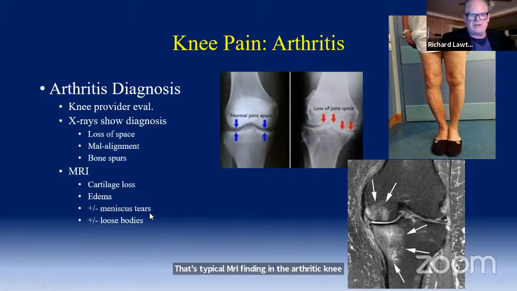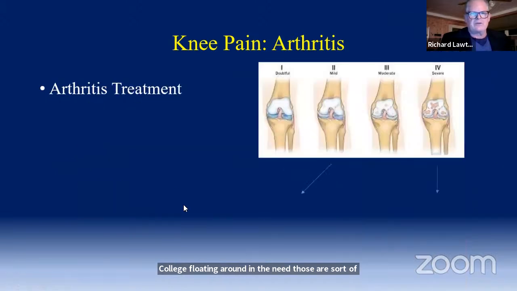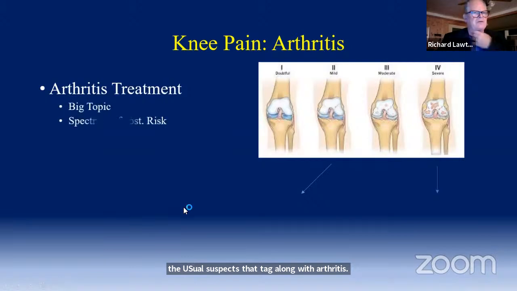Sometimes in the MRI in patients who have arthritis, you'll see these concomitant pathologies. You'll see patients who have a meniscus tear. This guy's got a meniscus tear right there. Loose bodies, loose pieces of bone or cartilage floating around in the knee. Those are sort of the usual suspects that tag along with arthritis. The treatment for arthritis is a huge topic. We could spend a long time talking about this alone.